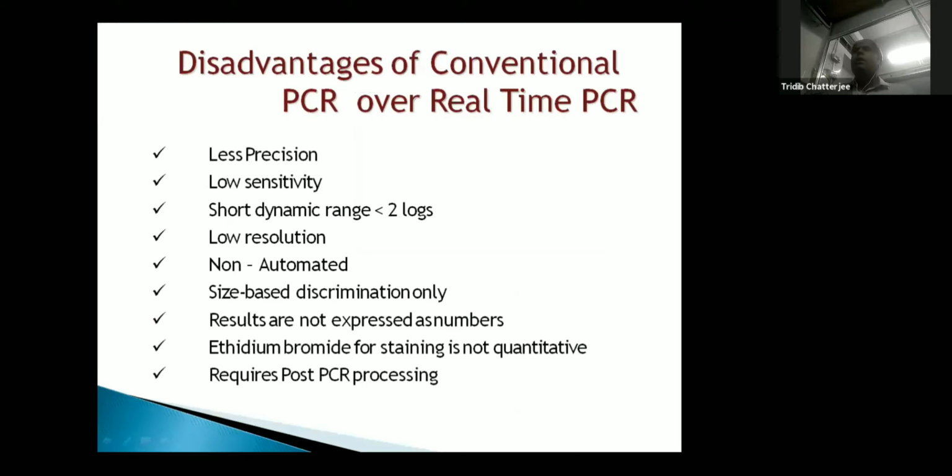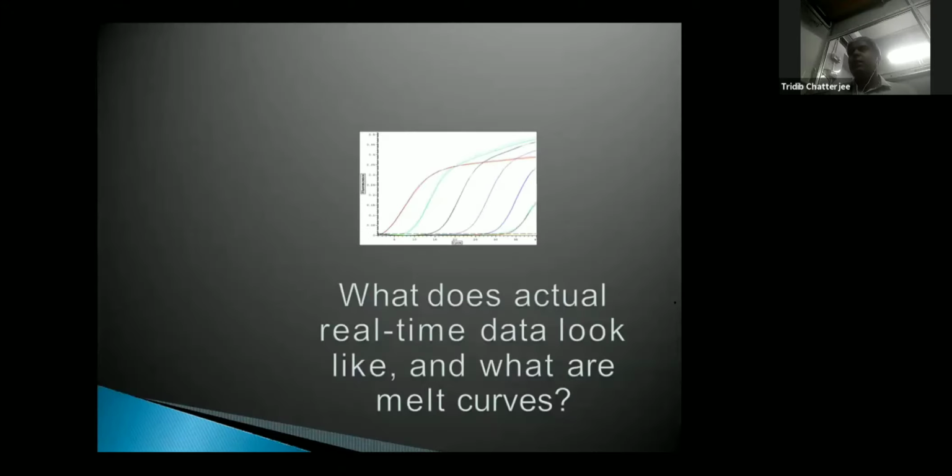Now, the disadvantages of conventional PCR compared to real-time PCR. Conventional PCR has less precision and much lower sensitivity, because you need a difference in the amplicons. If two amplicon sizes are very close, in conventional PCR you will see them as a single band, as there is no visible size difference. It also has a short dynamic range, where only 2 logs can be differentiated, low resolution, and it is non-automated. Real-time PCR has all these facilities.